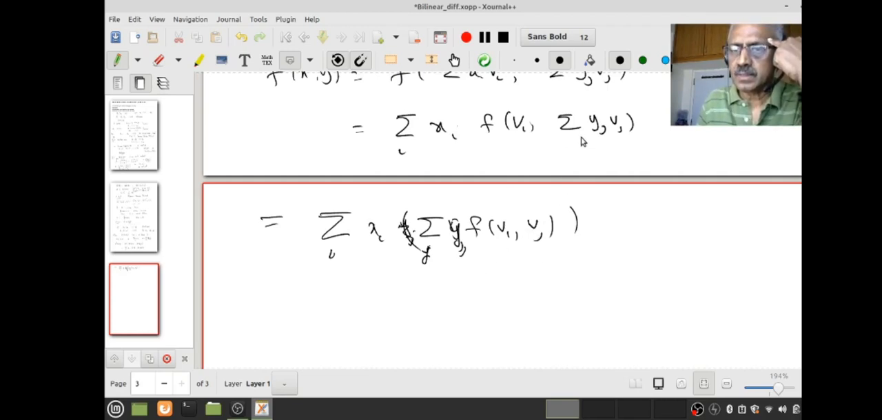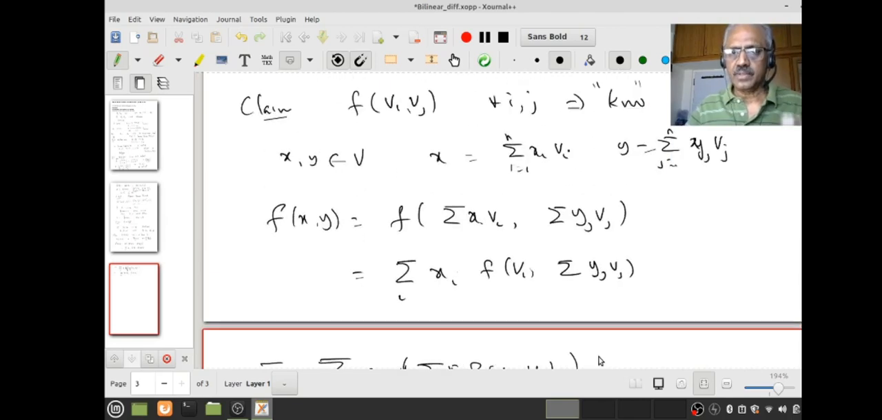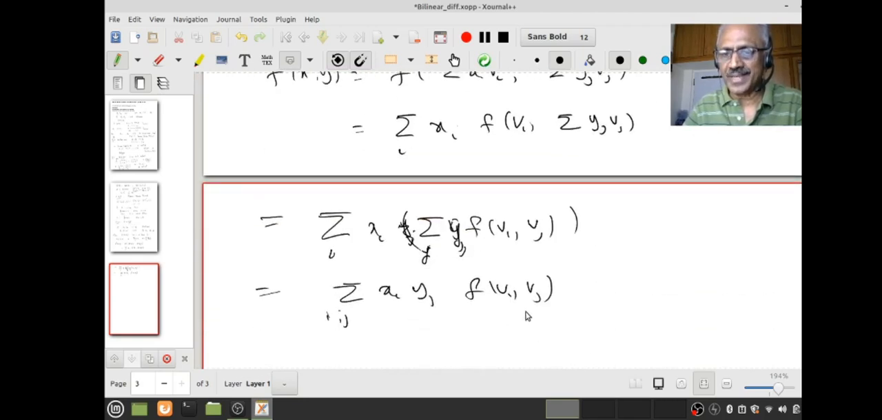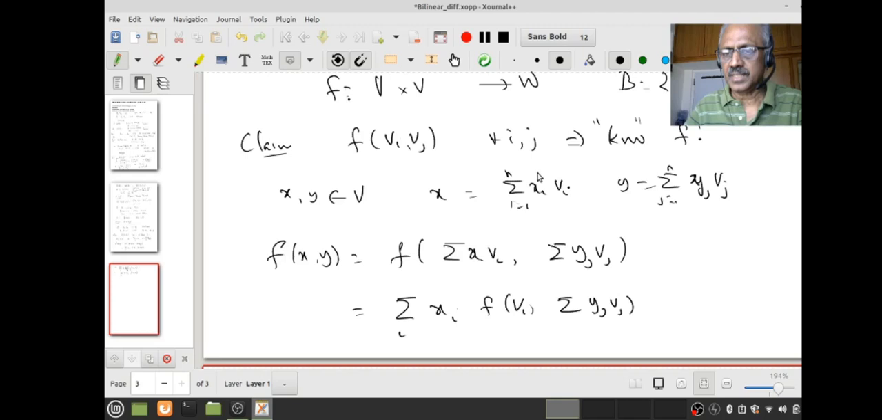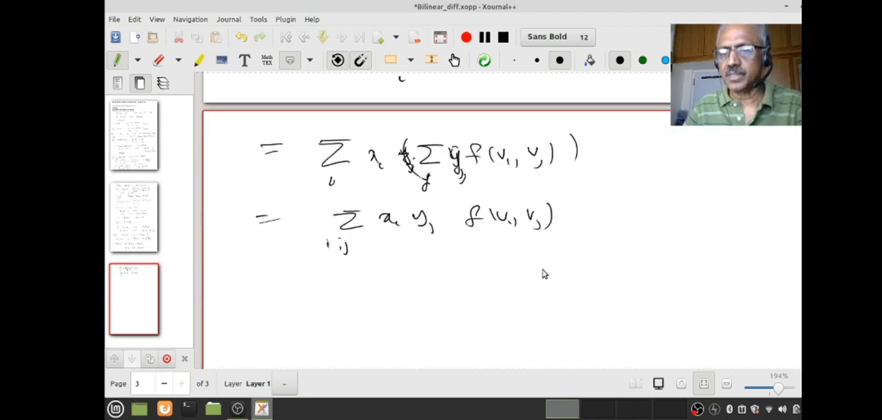You understand this? Because the summation will come out for this. This is what I am writing. But this I can write as summation xi yj, with i and j varying independently from 1 to n, of f of vi, vj. So as we concluded in the linear case, once I know f of vi, vj for all i and j, since I know how to write x and y as linear combinations of the vi, I know what xi and yj are. Therefore the right hand side is completely known, and then the left hand side f of x, y is completely known. Do you understand this? Okay, pause, review, proceed.